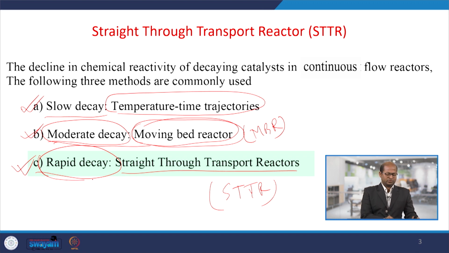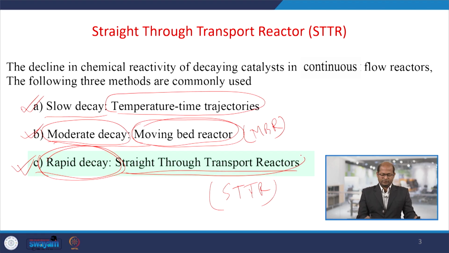When the catalyst is going to deactivate very fast, suppose we have a reaction where we have to use a catalyst, and we are charging the catalyst with the reactants inside the reactor, but the catalyst deactivates very fast due to coke deposition or some other reasons, or catalyst agglomeration due to high temperature reactions. Then, when there is rapid decay of the catalyst, we have to take out the catalyst from the system, charge fresh catalyst and conduct the reactions. For that purpose, we will discuss straight through transport reactors.